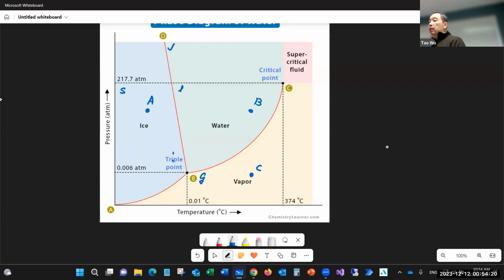From C to B, what is the name? Condensation. If you forgot, I'm going to remind you. There are six different phase changes over here. From solid to liquid, this is called melting. From solid to gas, this is called sublimation. From liquid to gas, that's called vaporization.